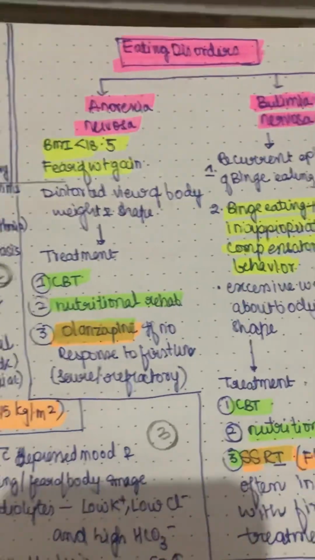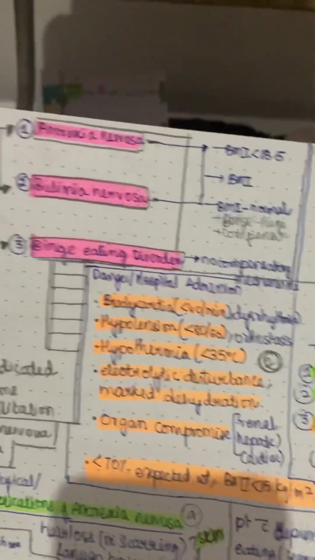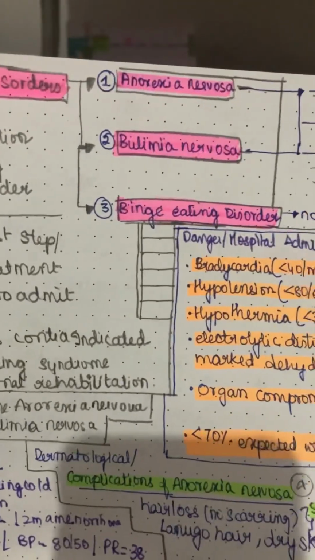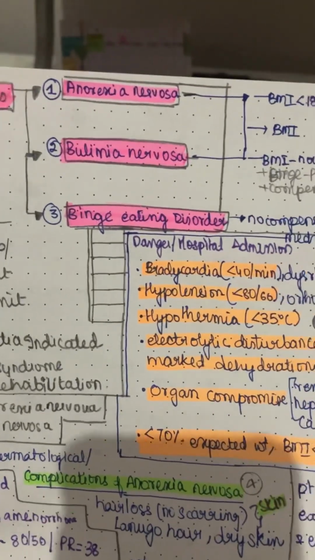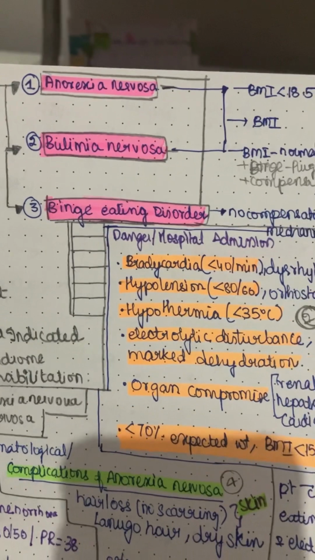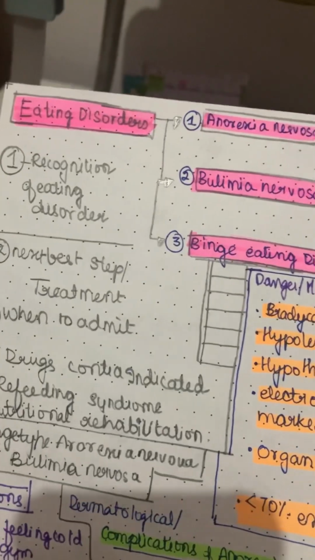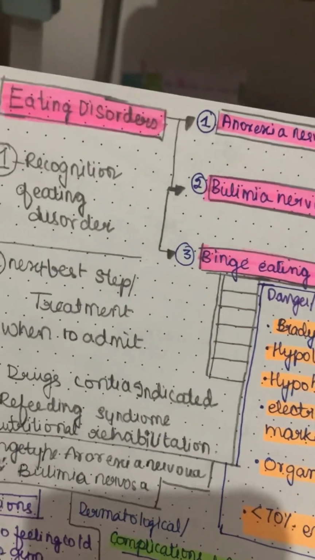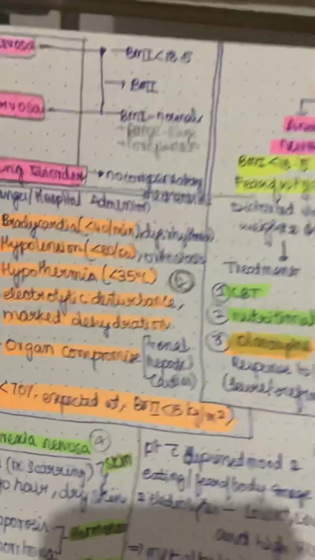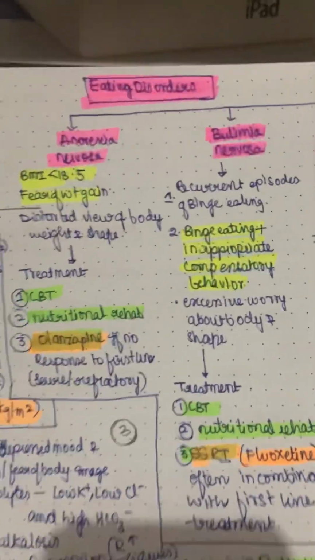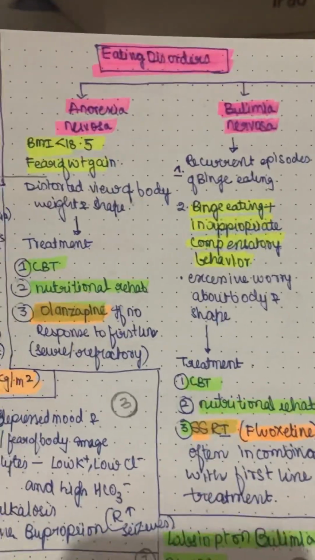Eating disorders, like what are the names of the eating disorders first? Anorexia nervosa, bulimia nervosa, and binge eating disorder. These are part of eating disorders. So the first thing is, how do you recognize that the patient is going through any eating disorder? And how do you differentiate? How can you recognize the eating disorder?